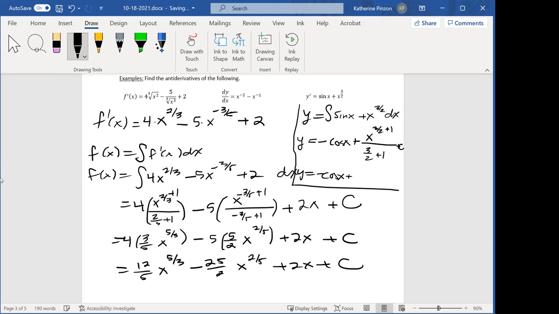Negative cosine x plus. In your calculator, put 3/2 plus 1 or do it in your head, whichever you want. 3/2 plus 1 is 5/2. Yeah. Dividing by 5/2 is like multiplying by 2/5.